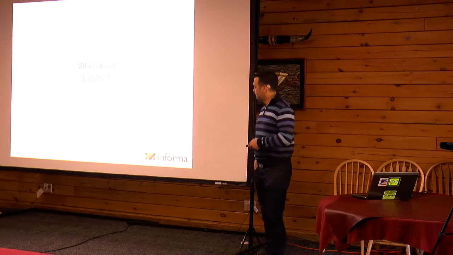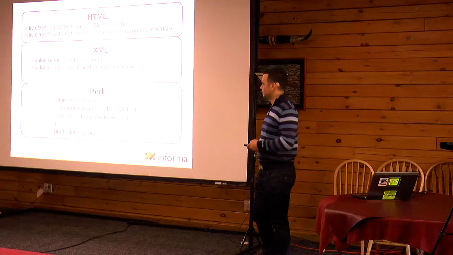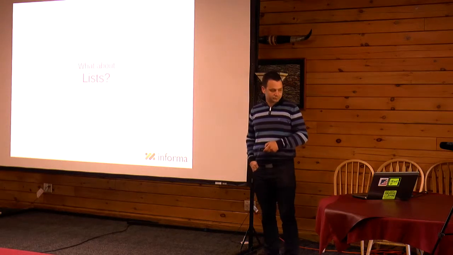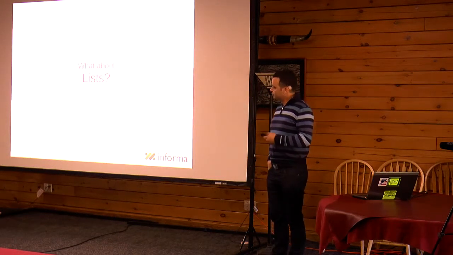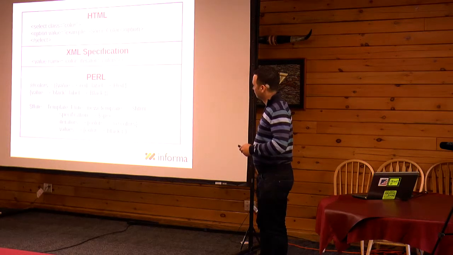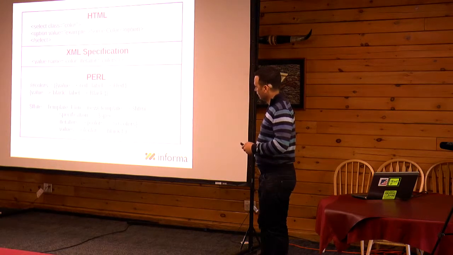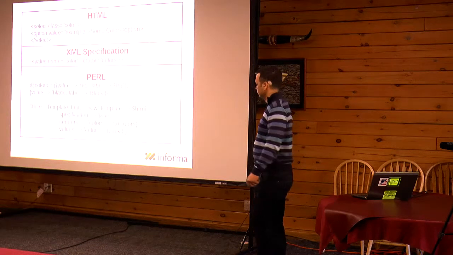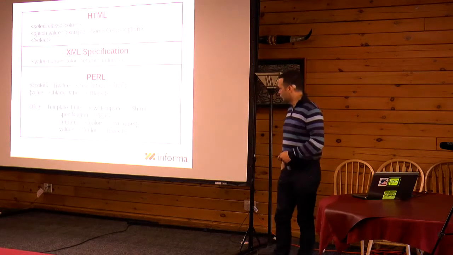So this obviously isn't enough. What about lists? This is a bit trickier example. So you have, for example, a select widget, option value is example, some color. And in the XML specification, you put value name is color, iterator is colors. So it knows that it's supposed to iterate through this stuff. And then you just call it in Perl. So the code is really, in my opinion, really neat and works nicely.